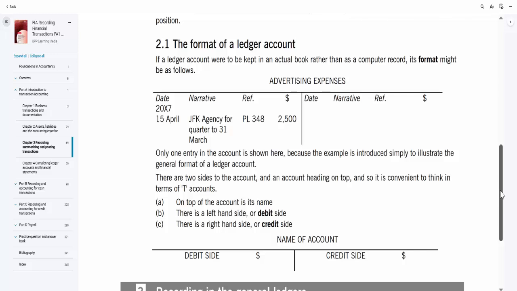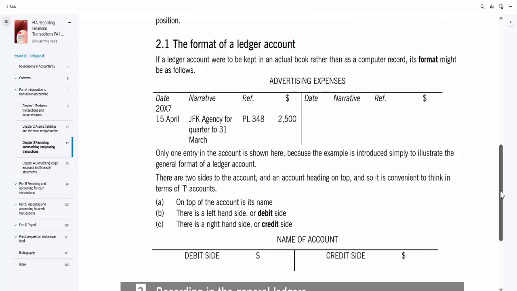Summary of the ledger account format. At the top, write the name of the account, e.g., advertising expenses. The left-hand side is the debit side, and the right-hand side is the credit side. Each side has clear columns for date, to record when the transaction occurred; narrative, a brief description of the transaction; reference, linking to supporting documents; and amount, the monetary value being recorded.